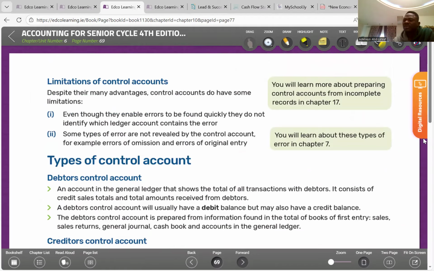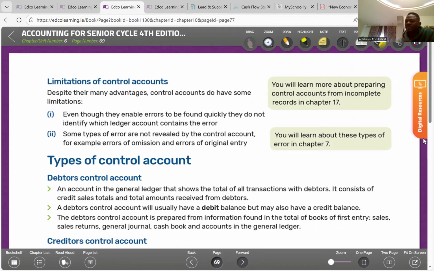The first one, they don't identify which ledger account contains the error. Mostly the transactions are in the general ledger, and general ledger is for revenue, expenditures, day-to-day activities. So it does not really tell us which ledger account, which individual account owns this transaction. Because, for example, your sales ledger control account will only talk about total sales, cash sales. Yes, you can find your credit sales, but who are those credit customers you wouldn't know through your control account? So it does not tell you individuals that have owed you as a business or individuals that you are owing as a business.